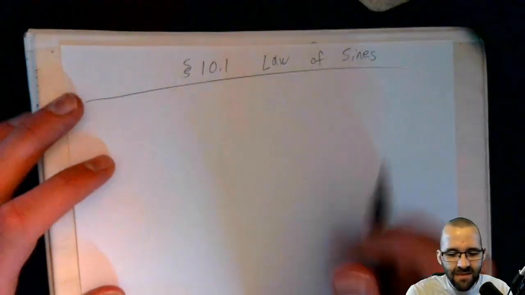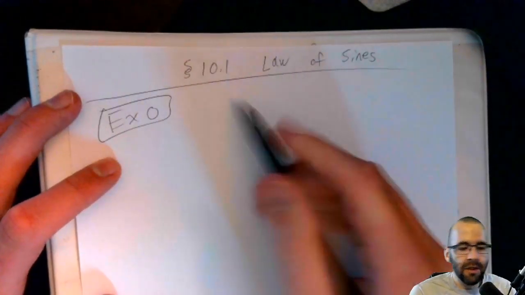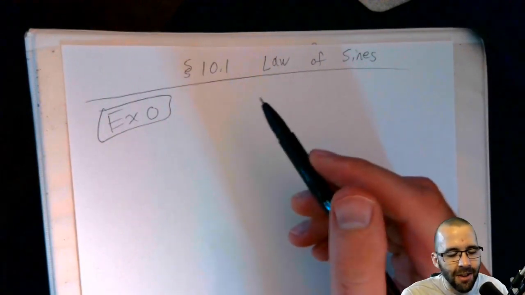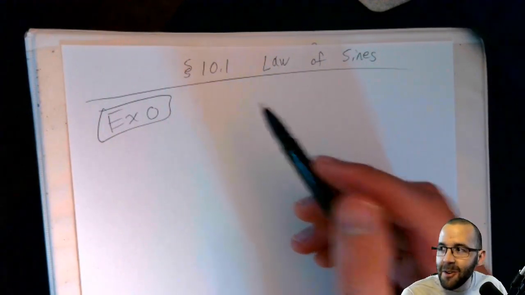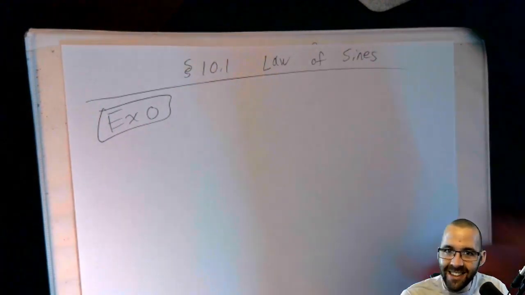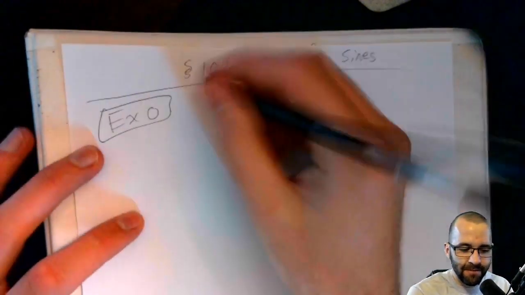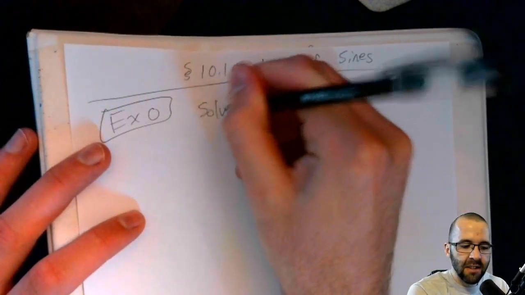All right. So we're going to do a little example 0 to show that really you don't need this section at all to solve any problem. Yes, I'm telling you, you don't need the section, but the section will make it easier and a lot quicker. Okay, so let's see what we get. Solve for x.